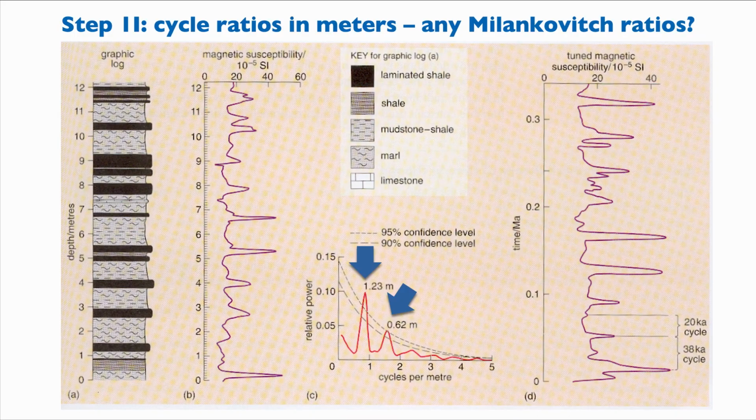And indeed, if you look at this section, the interpretation is that you're looking at some precession cycle and also a control from the obliquity cycle. And this is why looking at the ratio of cycles in meters is so important, because it already gives you an indication of whether or not it's reasonable to assume that what you see is forced by orbital parameters. And if it is, then you can go to the next step, which is to do the tuning itself.